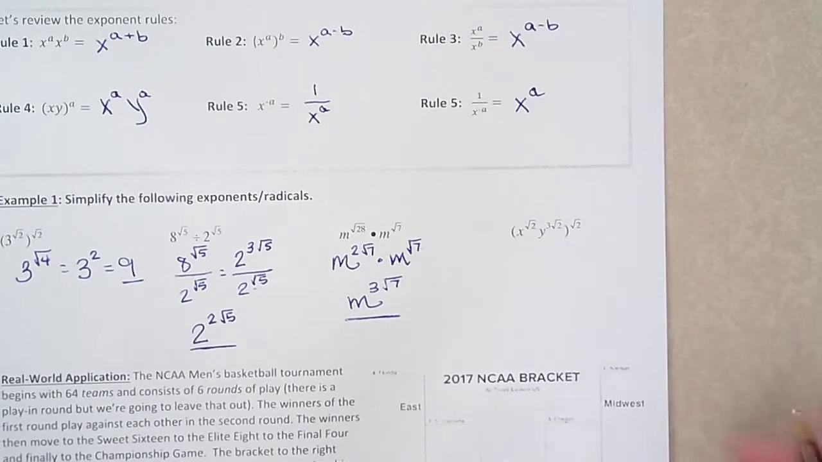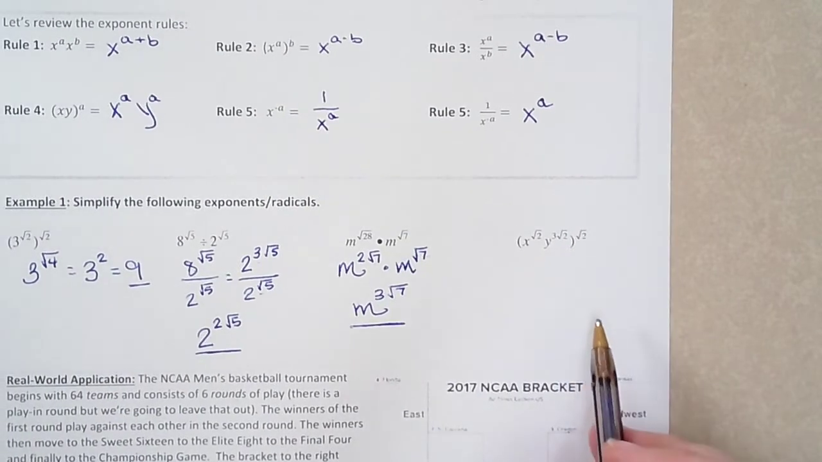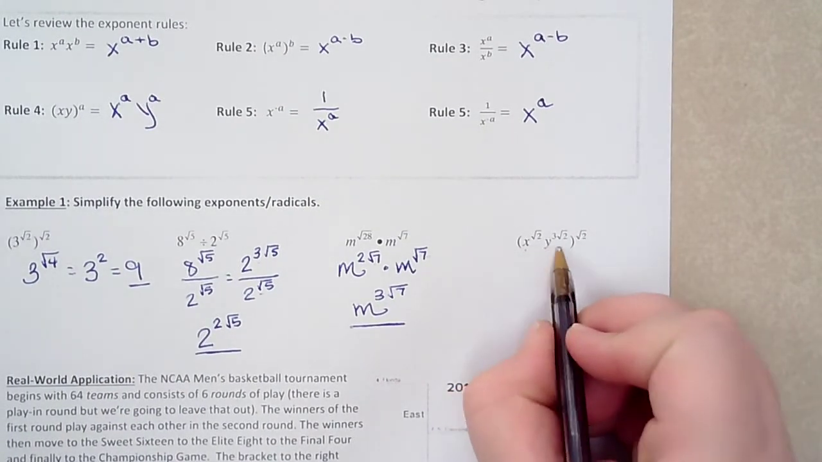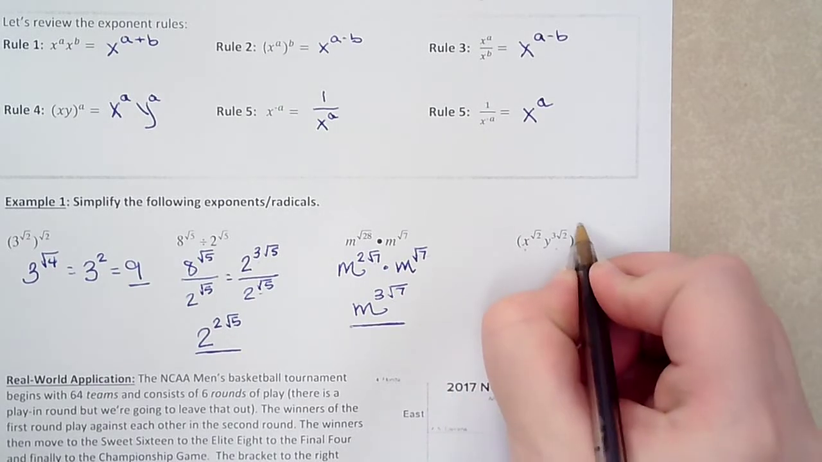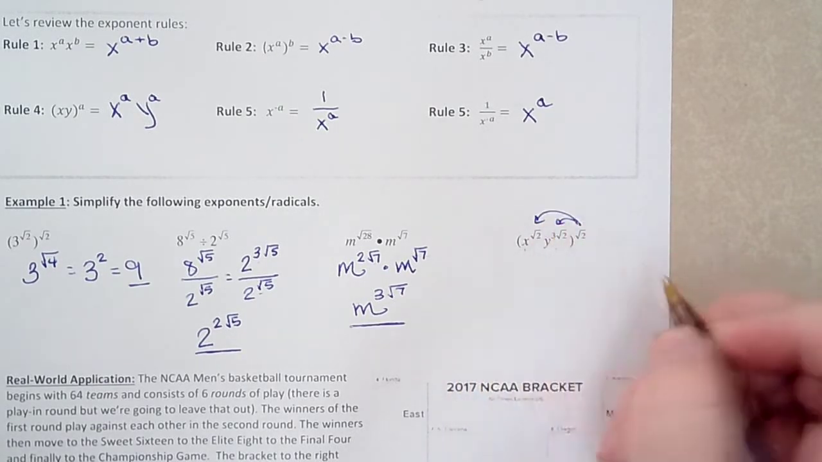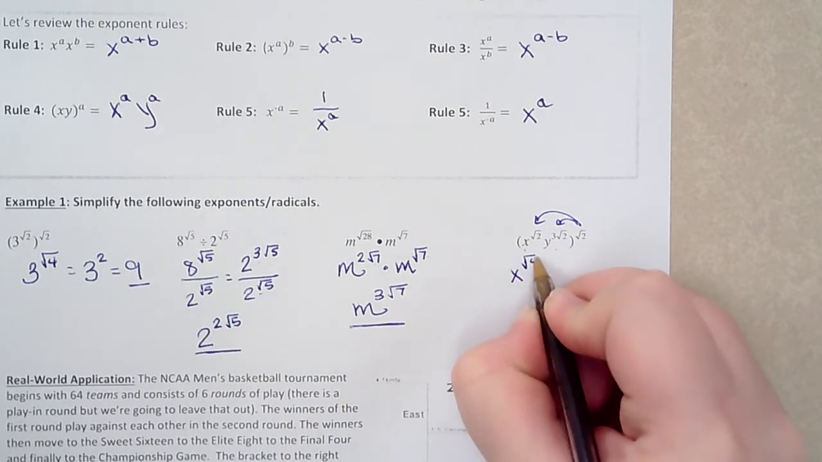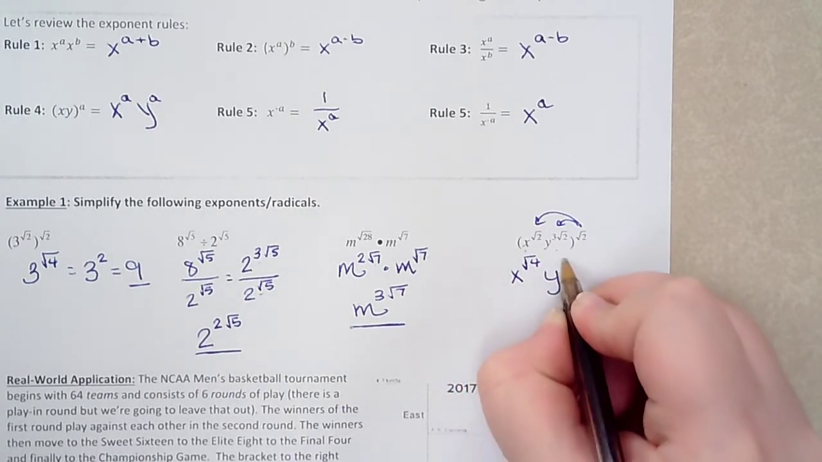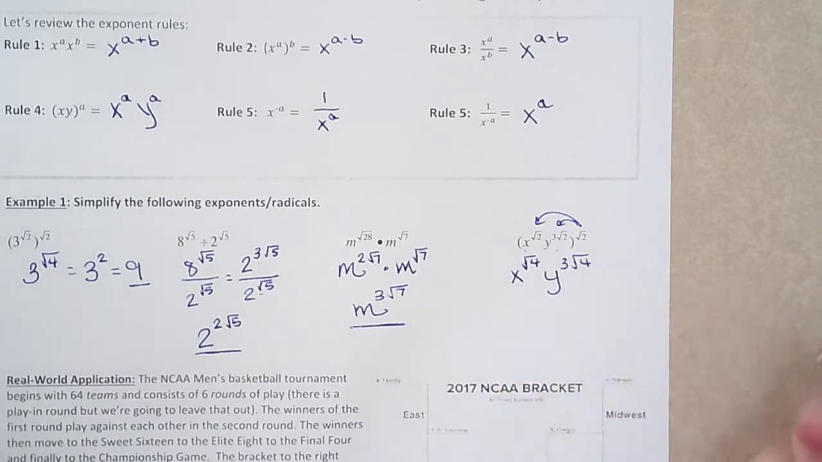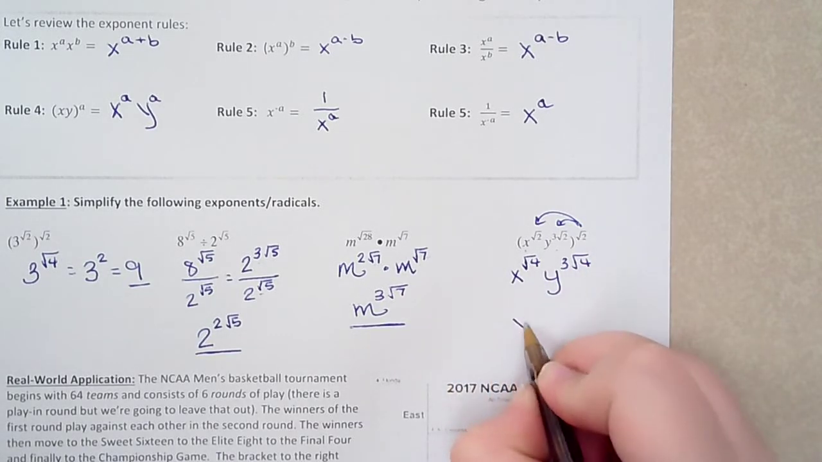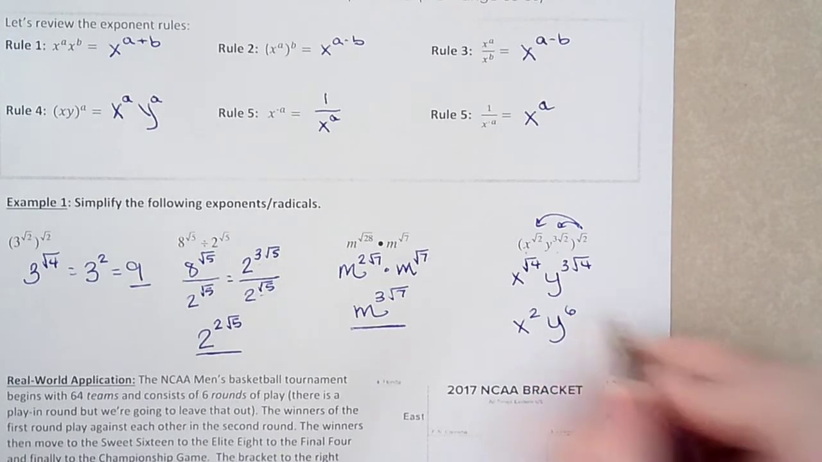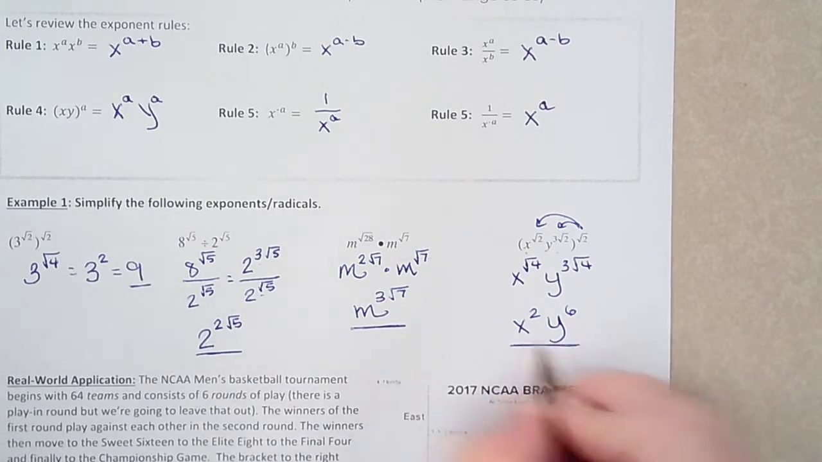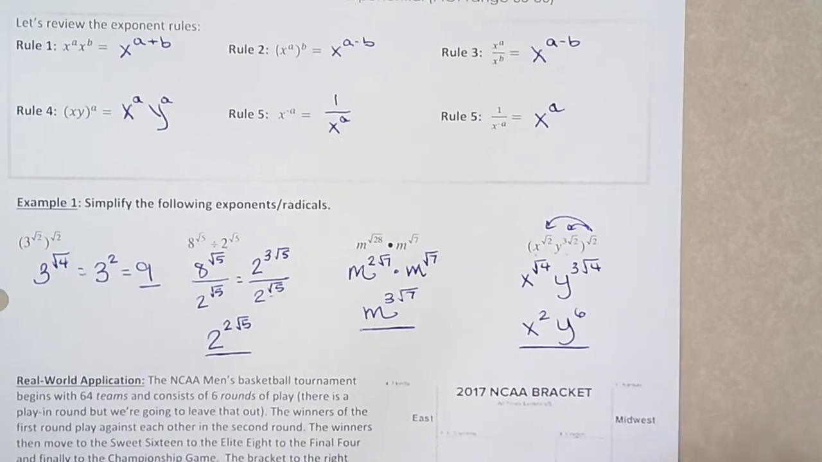All right, last one here. This is going to be our rule number 4, where if we raise two values to an exponent, we just multiply that into both terms. So this becomes x to the 4th. This becomes y to the 3rd to the 4th. Those both simplify to 2, and I get x to the 2, y to the 6th. And that is my final answer.